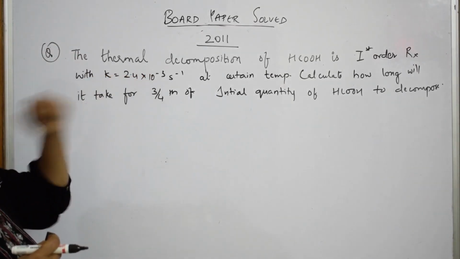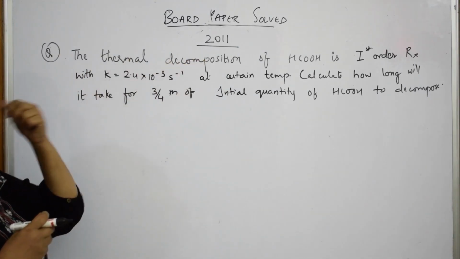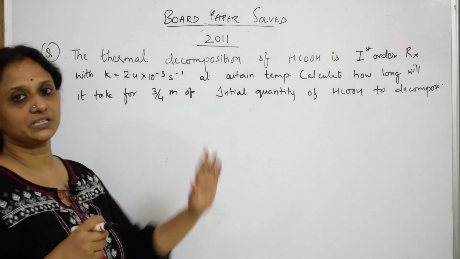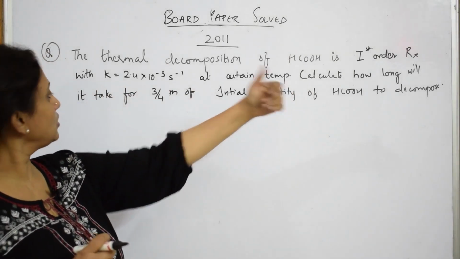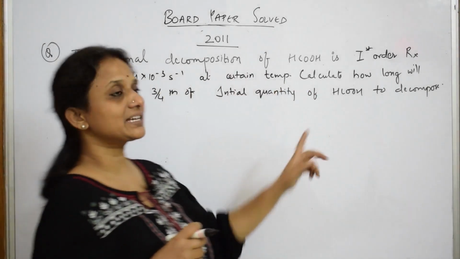The thermal decomposition of formic acid is again a first order rate reaction, okay, with a rate constant of 2.4 into 10⁻³ per second, at a certain temperature. Calculate how long it will take for 3/4 of the initial quantity of formic acid to decompose.